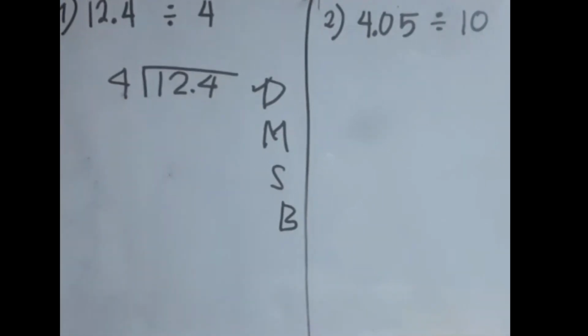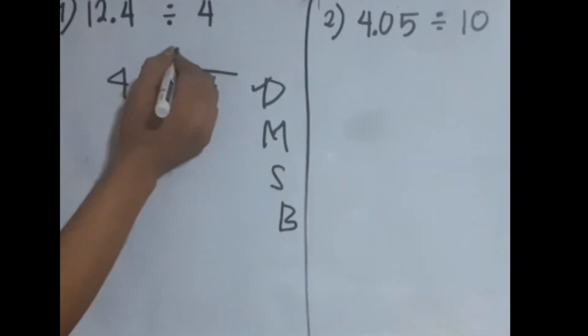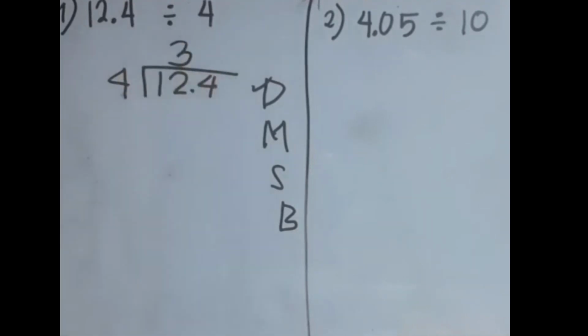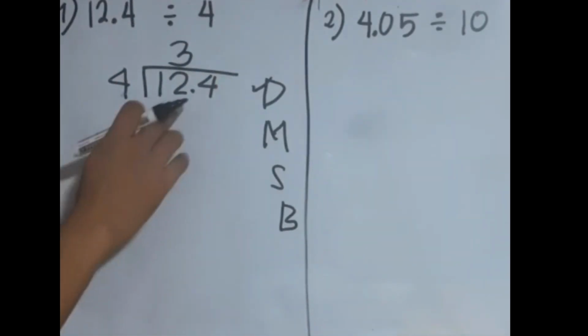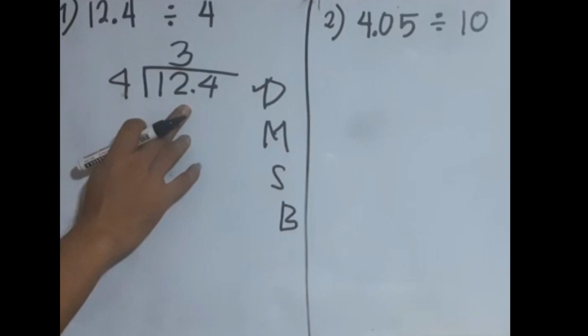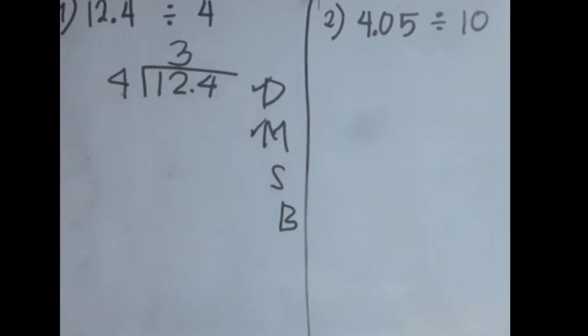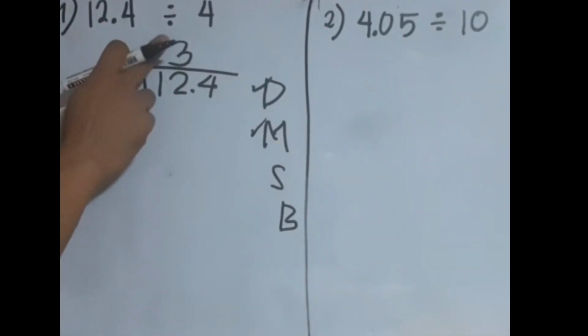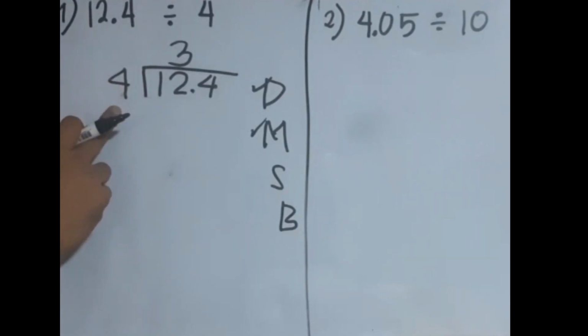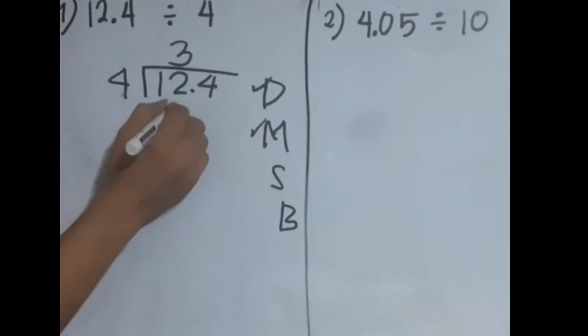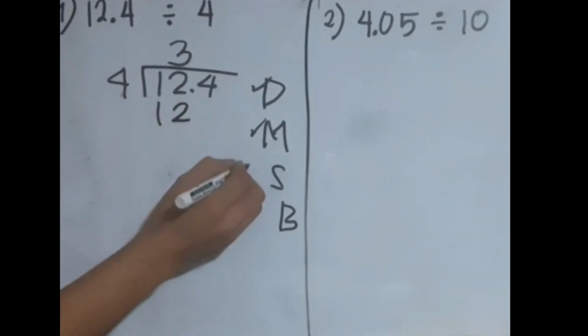Where are we going to write 3? Sa taas ng 2. Bakit sa taas ng 2? Kasi doon tayo nagsimulang mag-divide. Malinaw? Then, after that, multiply. Multiply your partial quotient to your divisor. So that will be now 3 times 4 is equals to 12. Saan nilalagay yung sagot natin na 12? Sa baba ng 12. Then next is subtract.